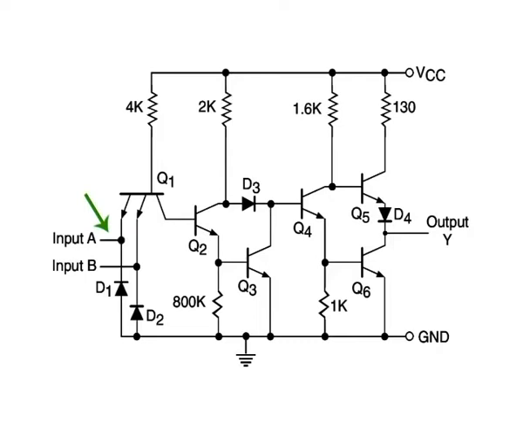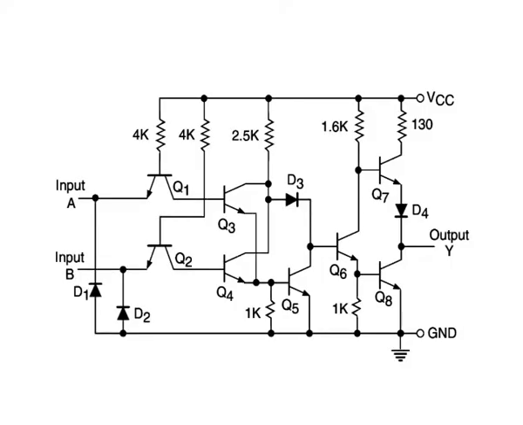Let us now see what happens when either of the two inputs is driven to low state. This drives Q2 and Q3 to the cutoff state, which forces Q4 and subsequently Q6 to saturation and Q5 to cutoff.